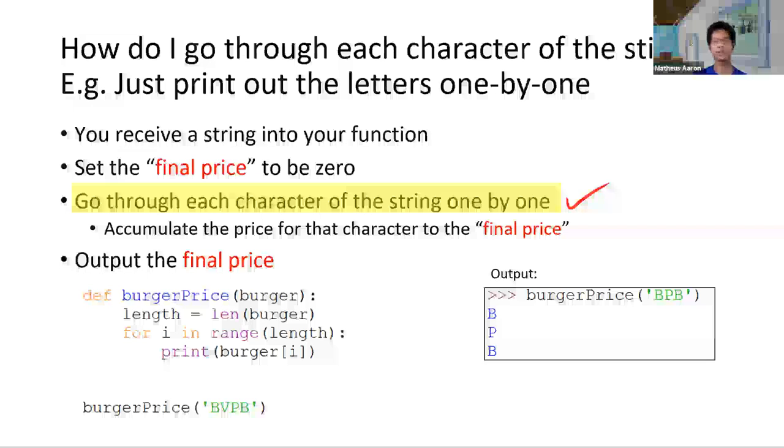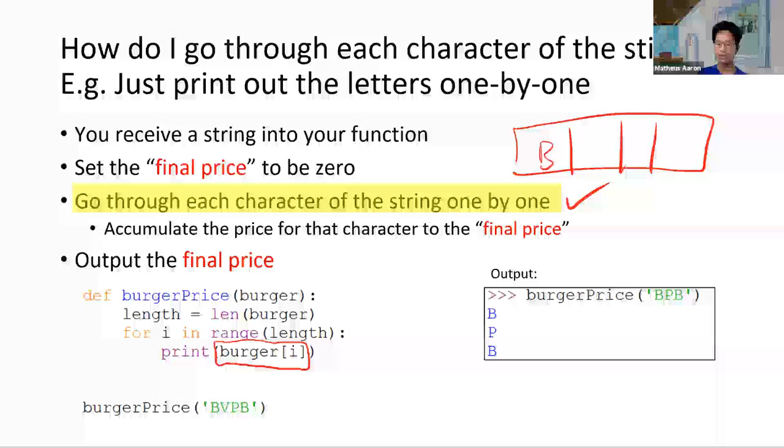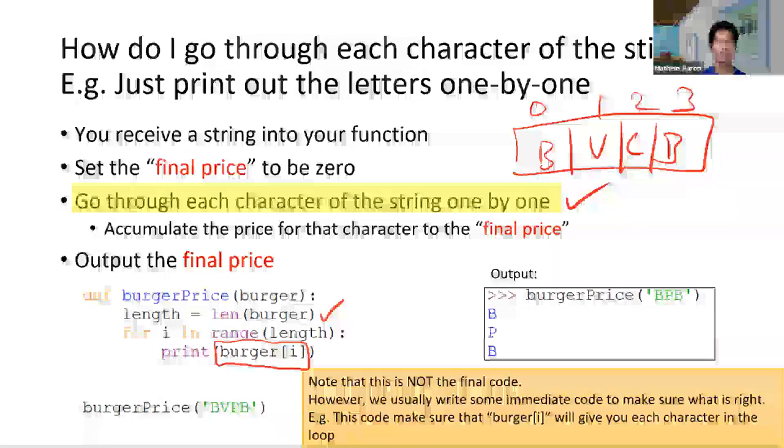So picking up from something that we learned from last week's tutorial, you can take the character one by one from a string. You want to iterate through the index one by one. So say this is the burger: B, V, C, V. You want to iterate from 0, 1, 2, 3. And then you can get the length of the string using this. As obvious, this is not our final code. But we usually write intermediate code so that you know that some functionalities work.